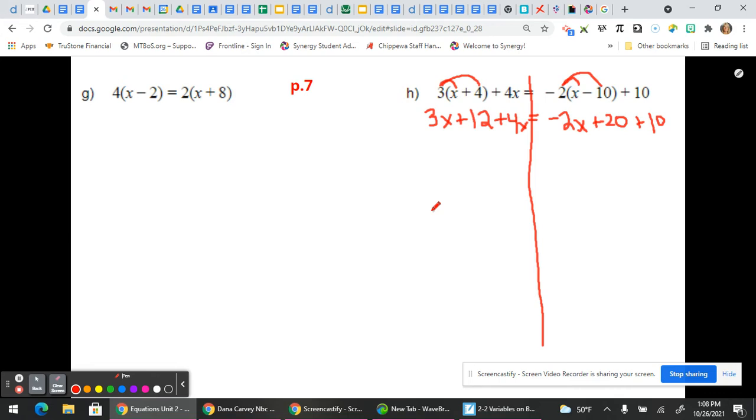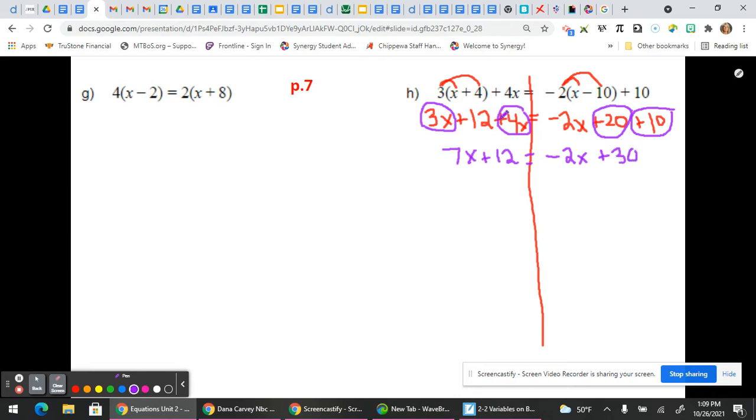Now we've got to do a little bit of work over here. I see a few things that we can do. So first of all, if I'm looking at my variables, I've got a 3x and a 4x over here. So I'm going to combine them to give me 7x plus 12, which is all equal to, over on this side, I've got negative 2x. And while I'm combining some like terms, I might as well put my 20 and my plus 10 together to give me plus 30.